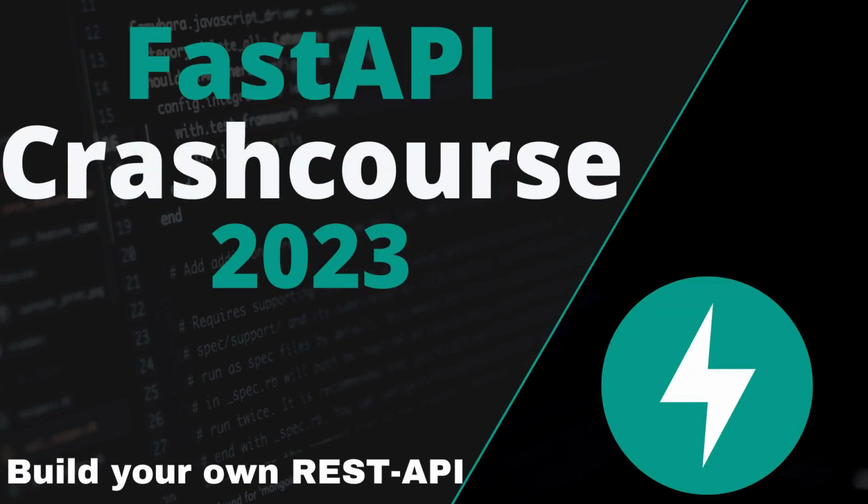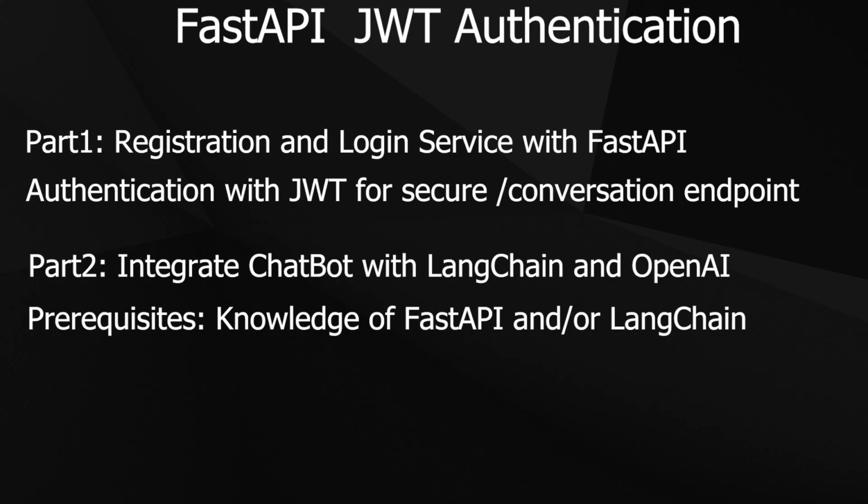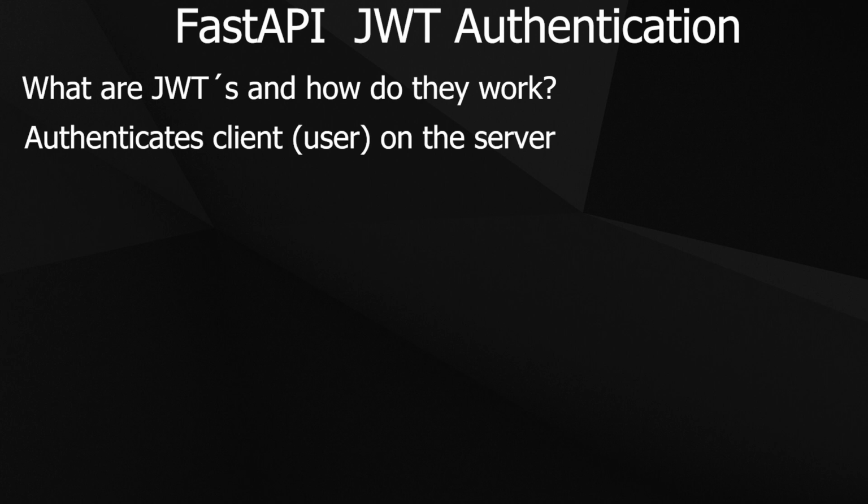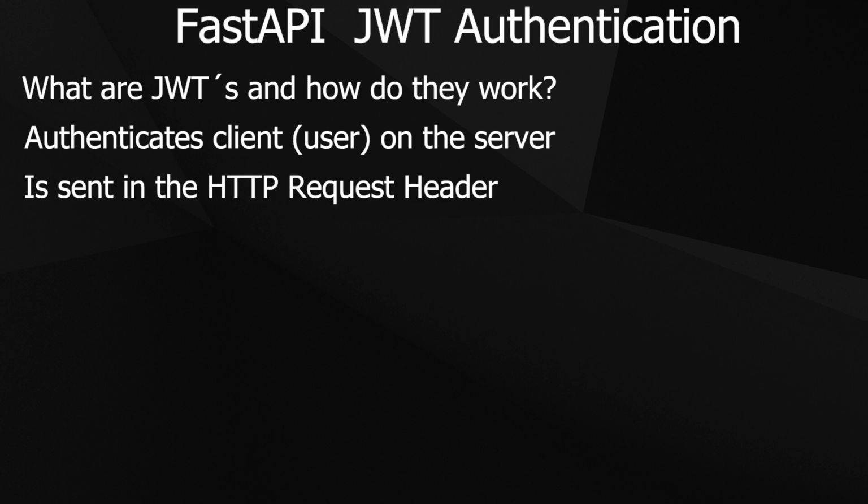Before we start with the code, there will be a little introduction to authentication with JSON Web Tokens, so we will learn what actually is a JSON Web Token and why authentication with tokens is the most popular method today. A JSON Web Token authenticates a user on a server and is sent with an HTTP request in the request header. A JSON Web Token consists of three parts: a header, a payload and a signature segment.